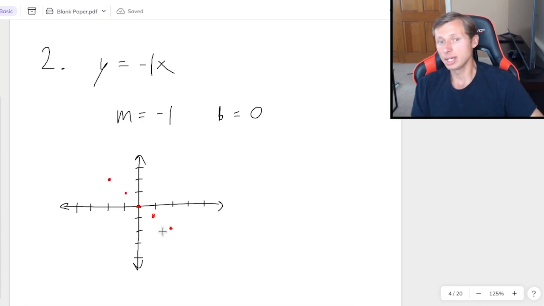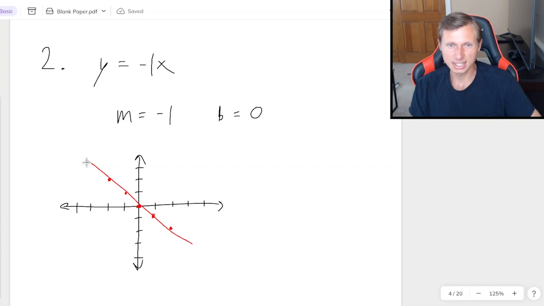And if you do it right, it should look like it forms a nice straight line. And if you have some kind of V shape going on, it means you did something wrong. But this looks good. So then I just connect a line that goes through all my points. Doesn't have to be perfect. And there we go. There's our answer.